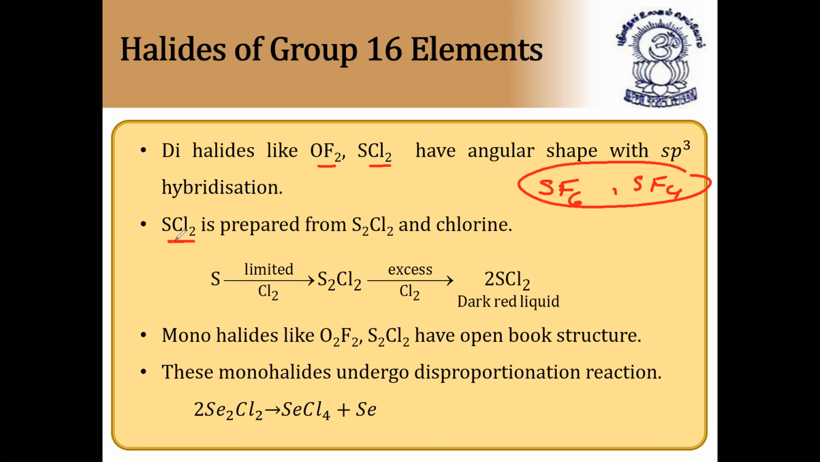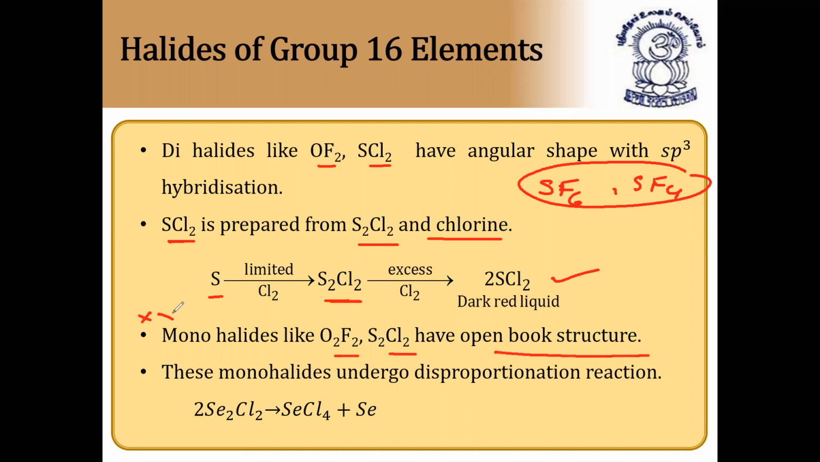Sulfur dichloride is prepared from disulfur dichloride, S2Cl2, and chlorine. So when S combines with chlorine, with a limited amount of chlorine it forms S2Cl2, which on excess of chlorine will form SCl2, a dark red liquid. Monohalides like O2F2 and S2Cl2 have open book structure.